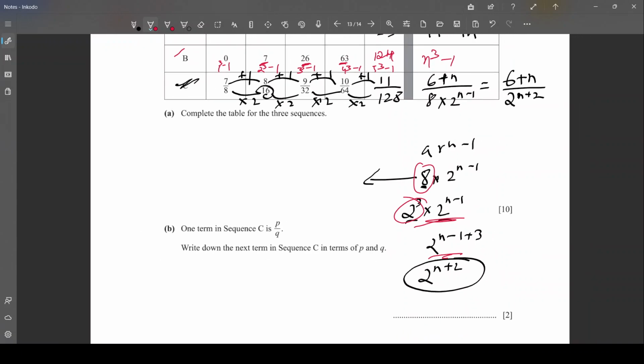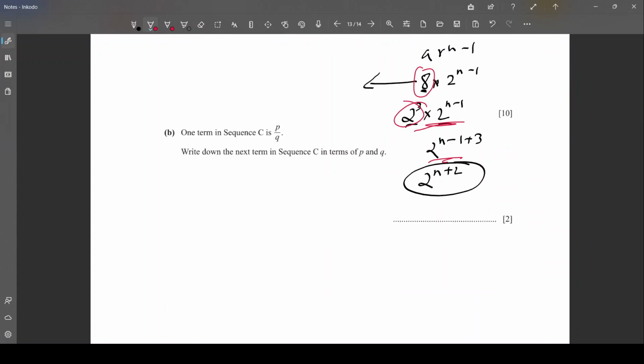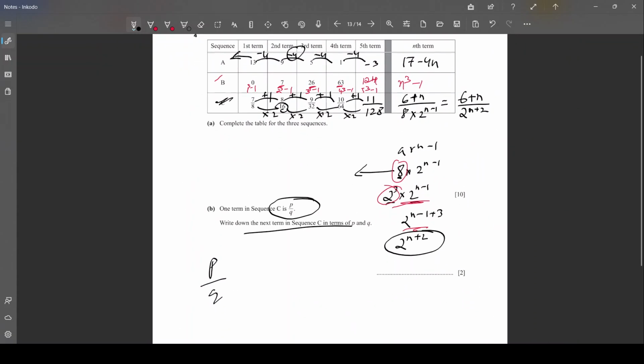Okay, so let's do the last question of this. So we have a sequence p by q, and you have to find the next term of this in terms of p and q. So if we have a term as p by q, what they are actually asking is the pattern in the sequence. In the sequence, what is happening? Over the top we are adding 1 to it, and over the bottom we are multiplying by 2.